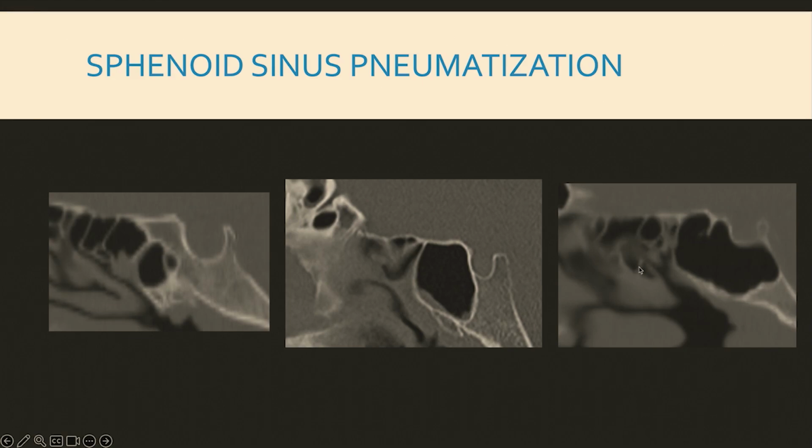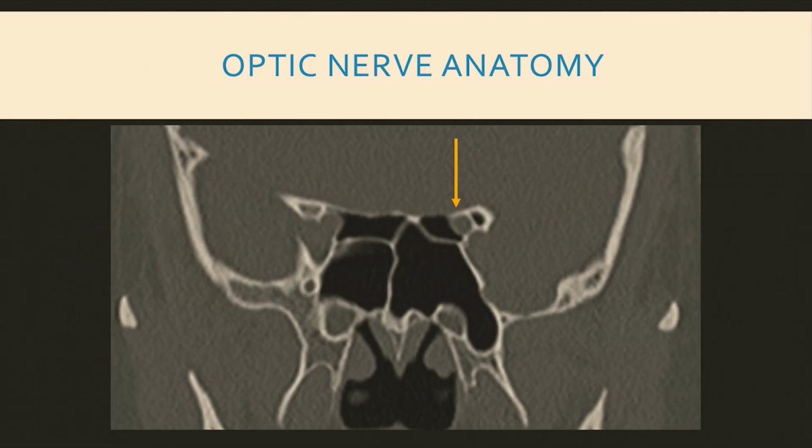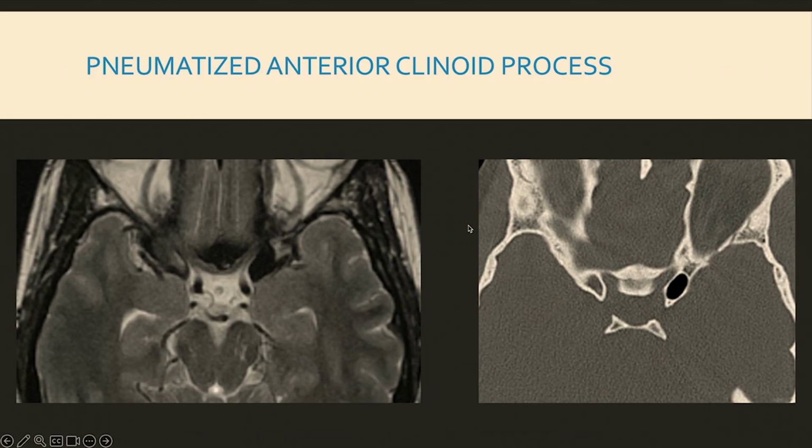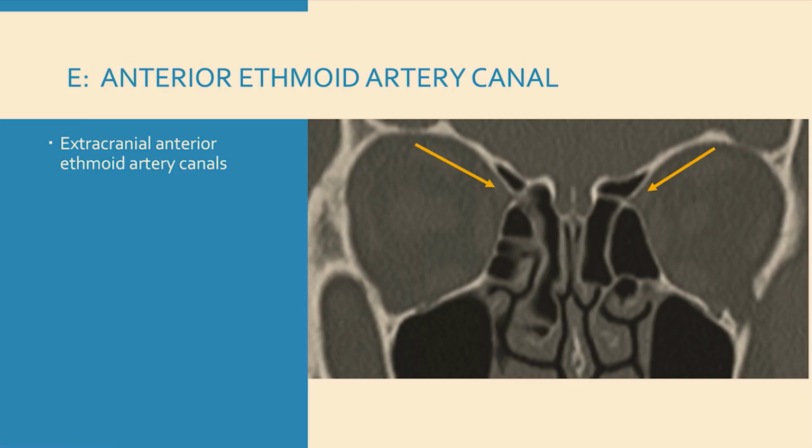Okay, sphenoid sinus pneumatization. Sometimes the sellar floor is not pneumatized. Sometimes it's partially pneumatized. Sometimes the sellar floor is completely pneumatized, okay? Optic nerve anatomy, we talked about that. Sometimes it's dehiscent. That's the O, right? Anterior clinoid process. When it's pneumatized, people have called this an aneurysm on your T2, by the way. That was just air in the optic strut, anterior clinoid. So just know that that exists.